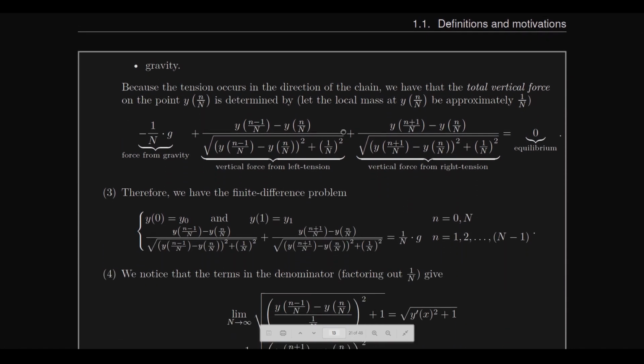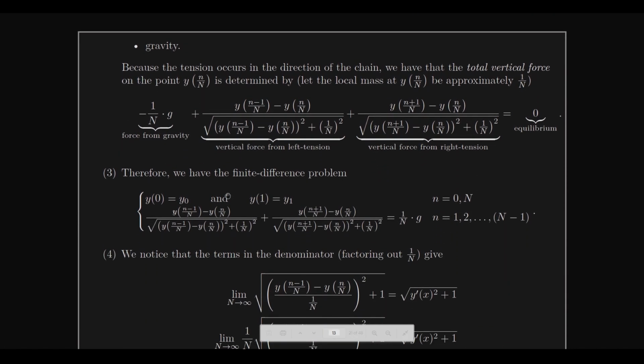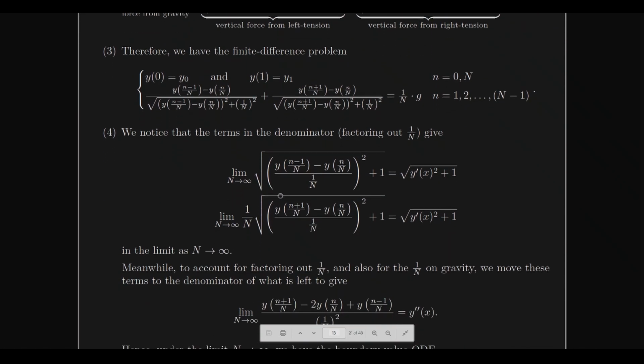What we're going to do then is we're going to construct this finite difference problem where all of the forces, right, we set the total number of forces equal to 0. So we make this finite difference problem here. And then we're going to take the limit as capital N goes to infinity.